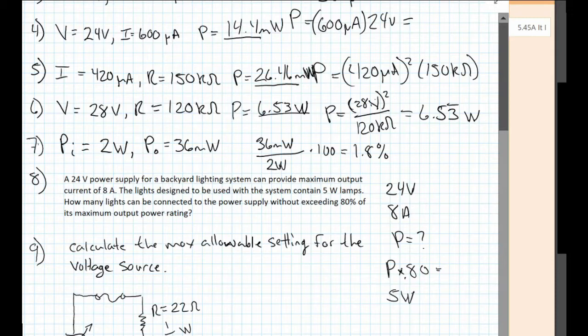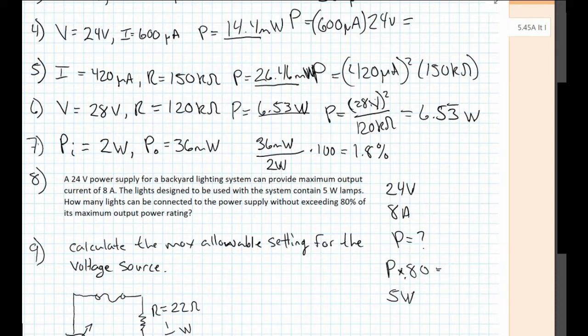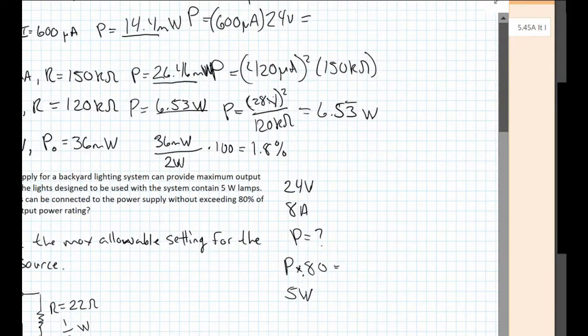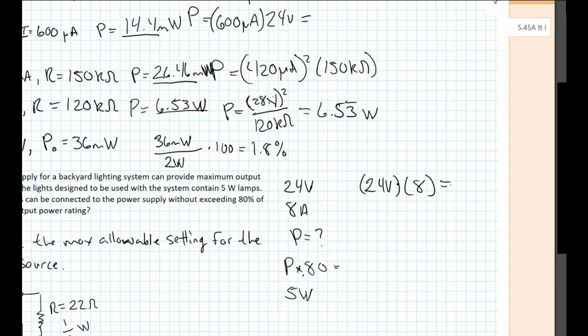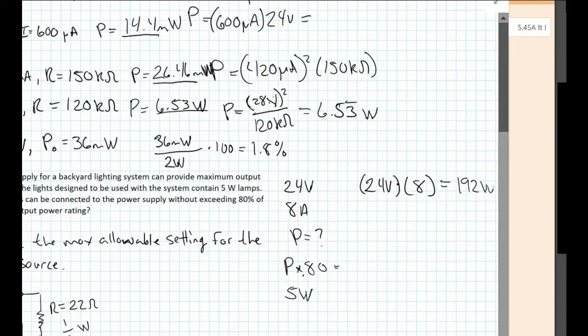All right. So what we need to do, if we remember that to get the power, we need to take 24 volts and multiply it by 8 amps. That's going to give us our power. So 24 times 8. 192 watts. So it's maximum. Now, that's how much power we have. 192 watts. Now we got to multiply that by 80%. So 80% of 192 of the power is 153.6 watts.